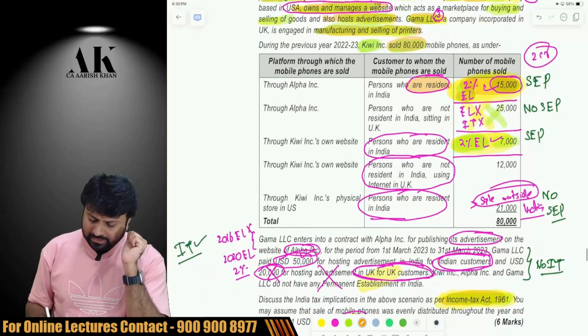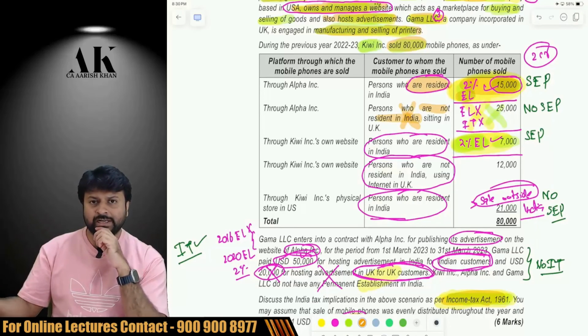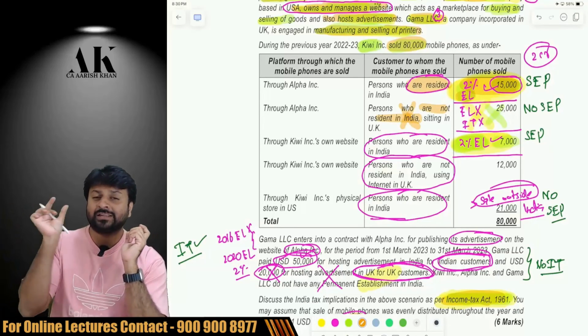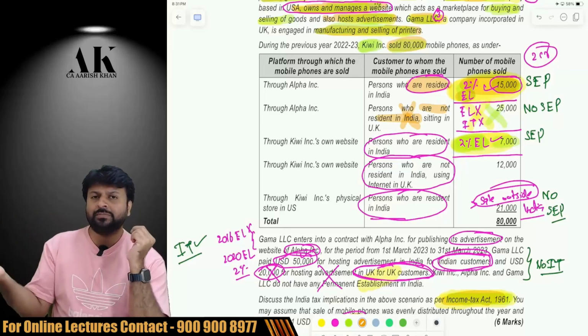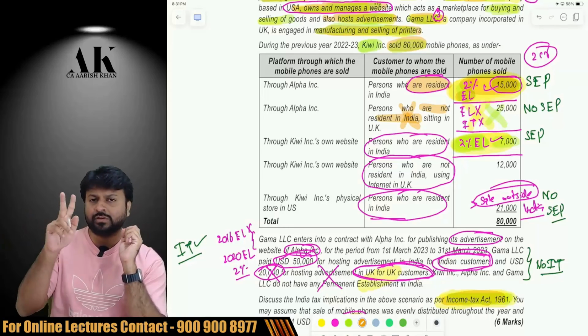Second thing, in second case, equalization levy will not apply because you are not selling to persons resident in India. The primary condition is that you should either sell to a person resident in India, or to a person non-resident in India in certain specified circumstances, or to any other person using IP address in India. These are the 3 circumstances in which equalization levy of 2020 is applicable.